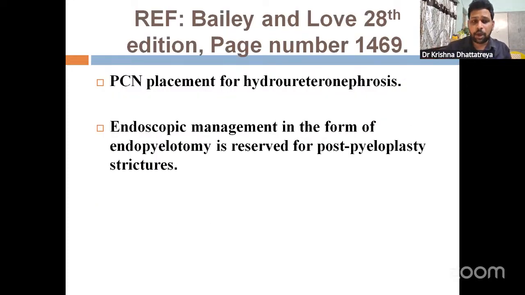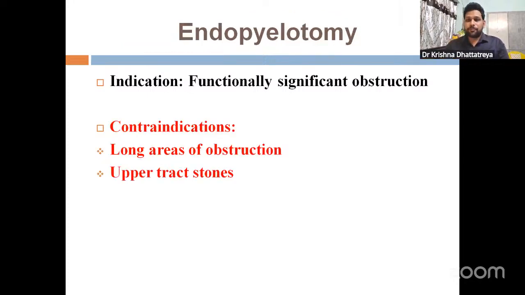Of course, you will place a PCN to tackle the hydroureteronephrosis, and endoscopic management will be done by performing the endopyelotomy. If there is functionally significant obstruction after the pyeloplasty surgery, then you can perform the endopyelotomy. But the contraindication is a long area of obstruction, because endopyelotomy means you will incise the lateral part of the ureter. If it is a very long stricture, you cannot incise all the way. So only for small areas of stricture can you relieve it with endopyelotomy.